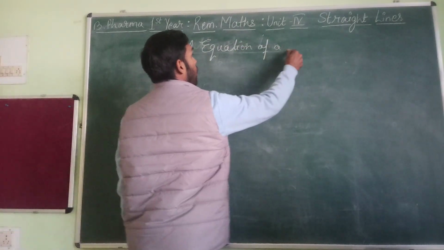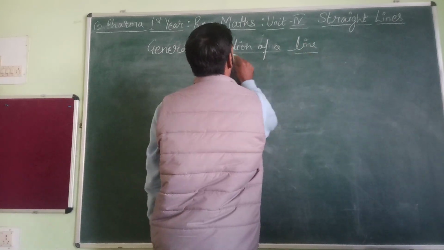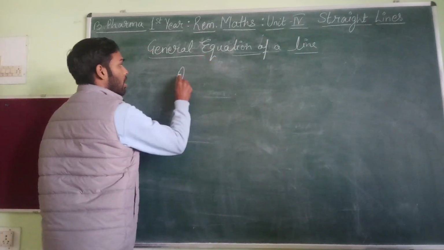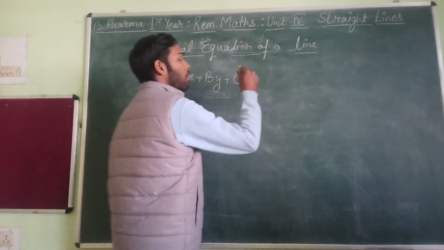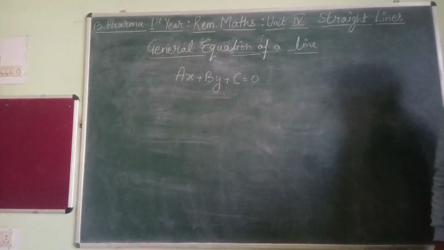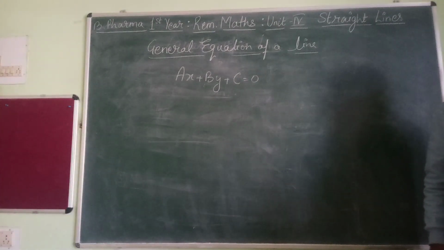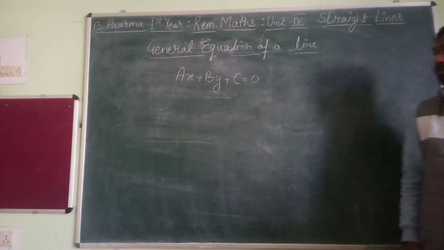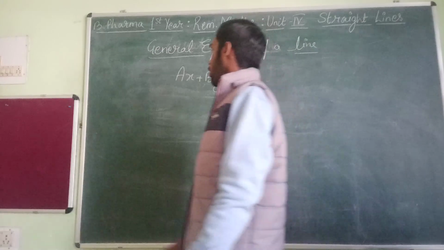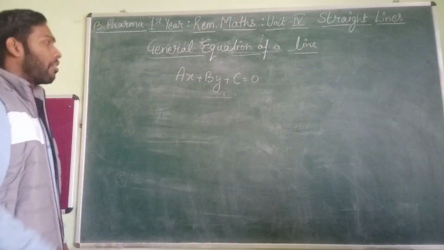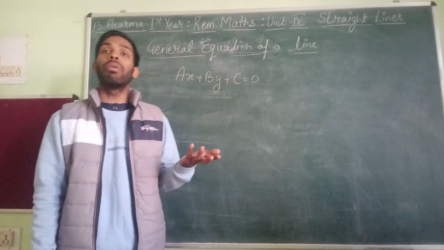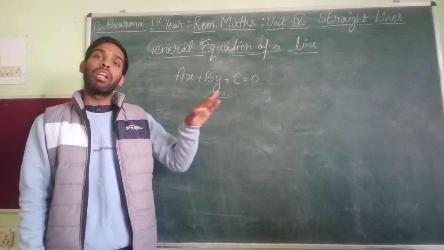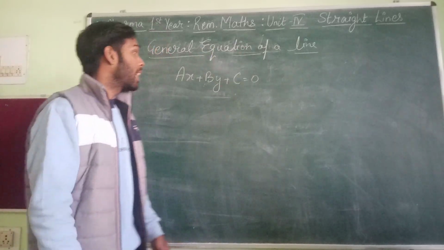General equation of a line, that is ax plus by plus c is equals to 0. This is the general equation of a line. ठीक है? So now in this topic, general equation of line, I have to tell one very important thing. See, equation of a line can be given to you in general form also, in slope intercept form also, ठीक है? So you have to just see that.